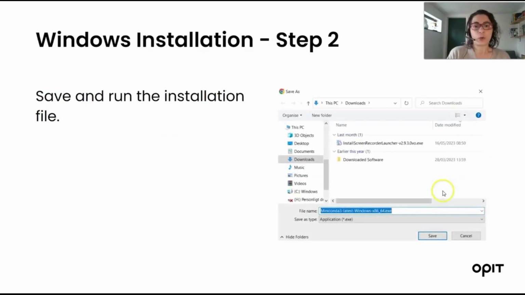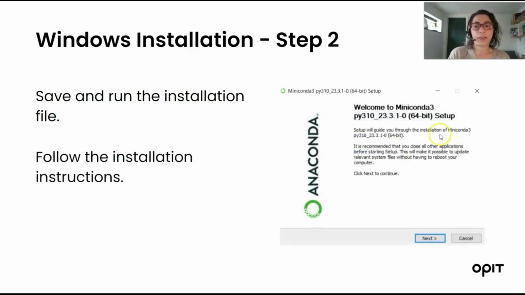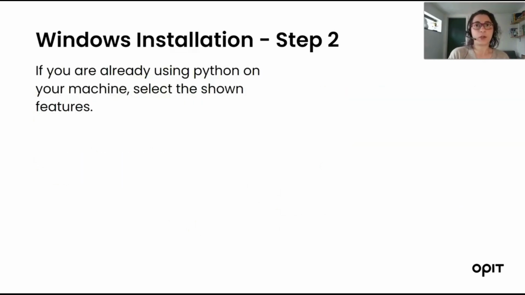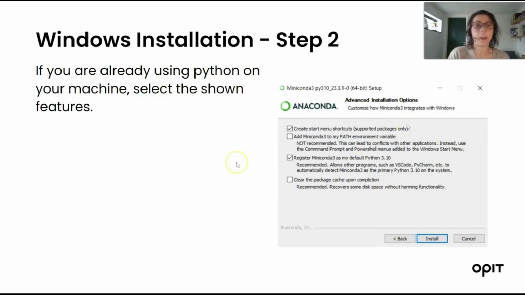So the next thing you should do is obviously to save the installation file where you normally store program files or anywhere you wish on your computer, and then you need to run the installation file. This is how the installation should look like when it begins. From this point onwards, you just proceed with the installation, following the instructions and recommendations appearing on your screen. At some point during the installation, you will be prompted to customize it. My recommendation is that if you are already using Python on your machine, then go with these shown selections.